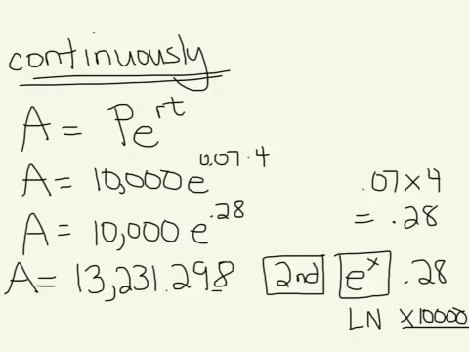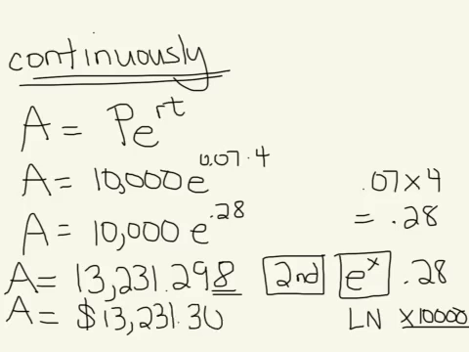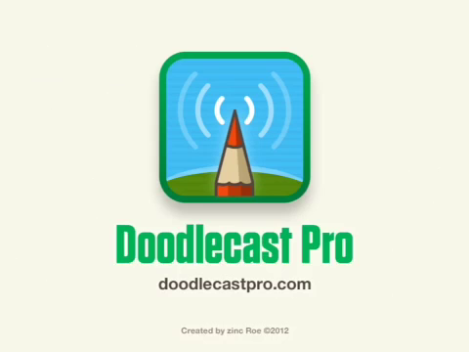So if it works out right, you should get A equals 13231.298, and I'm not rounding yet because you have to be very careful here. If the third digit is 5 or higher, you have to round up. So since they want it to the nearest cent, that would be $13,231.29, which rounds up to 30 cents. Hope that helps.